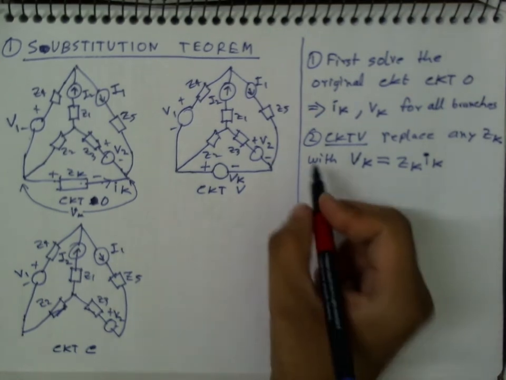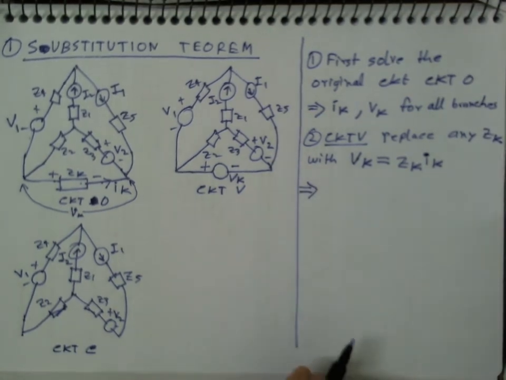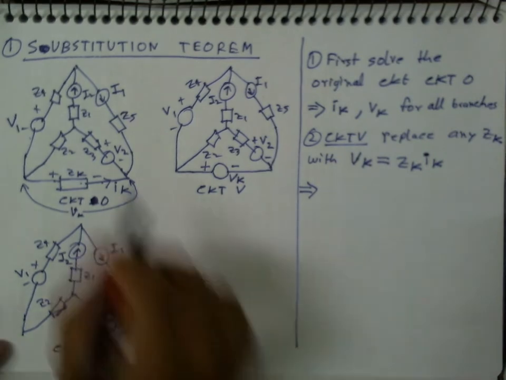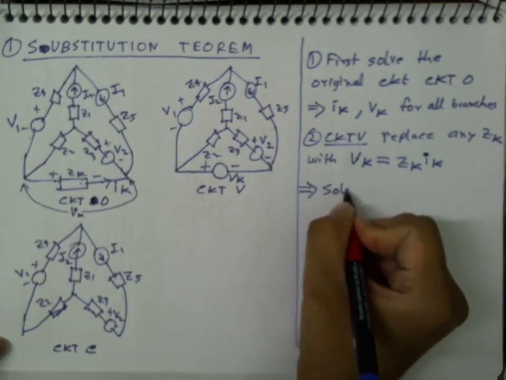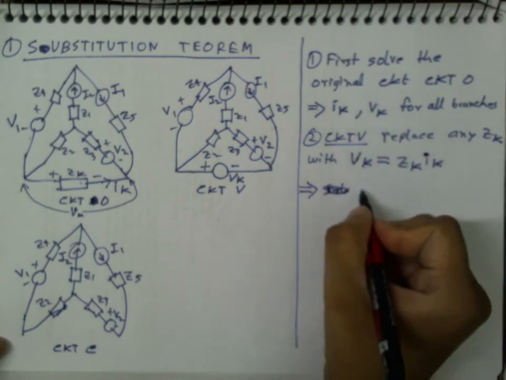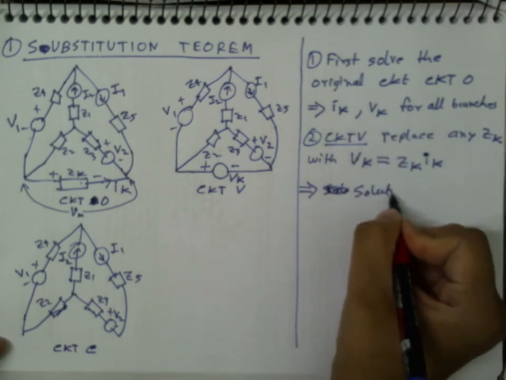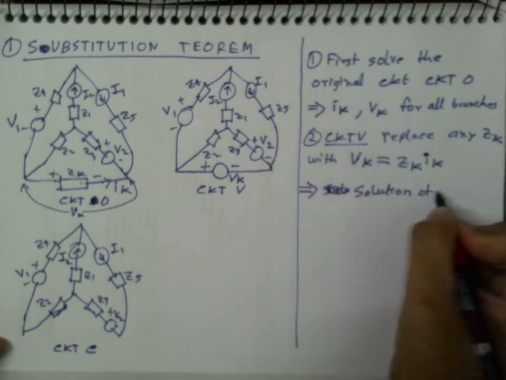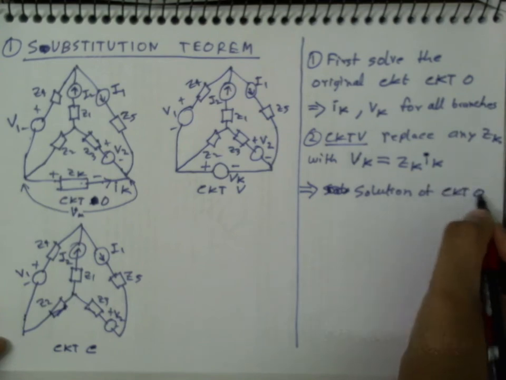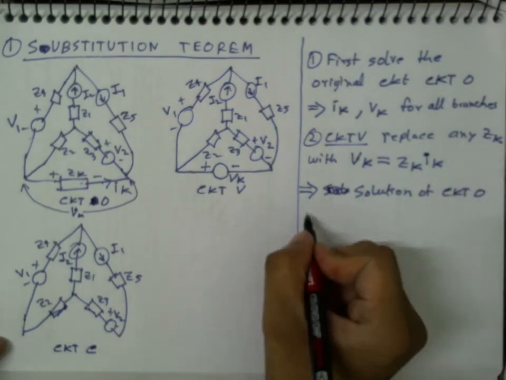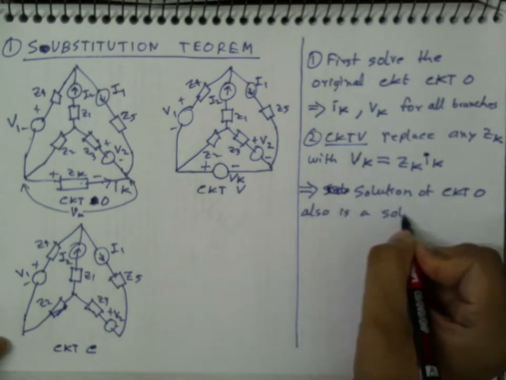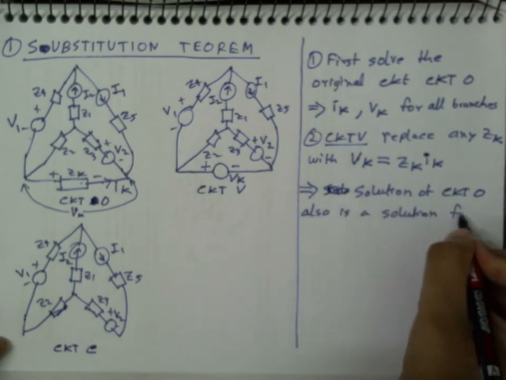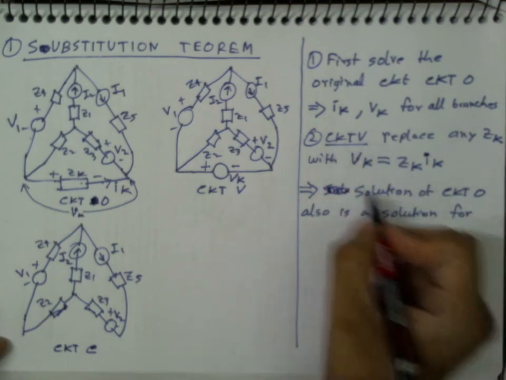Then if we do so, the substitution theorem says that the solution of circuit 0, the original one, also is a solution for this modified one, circuit V.